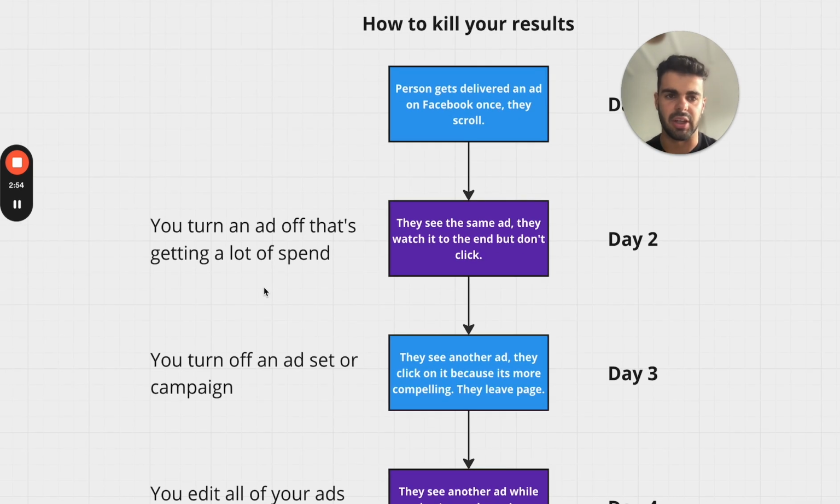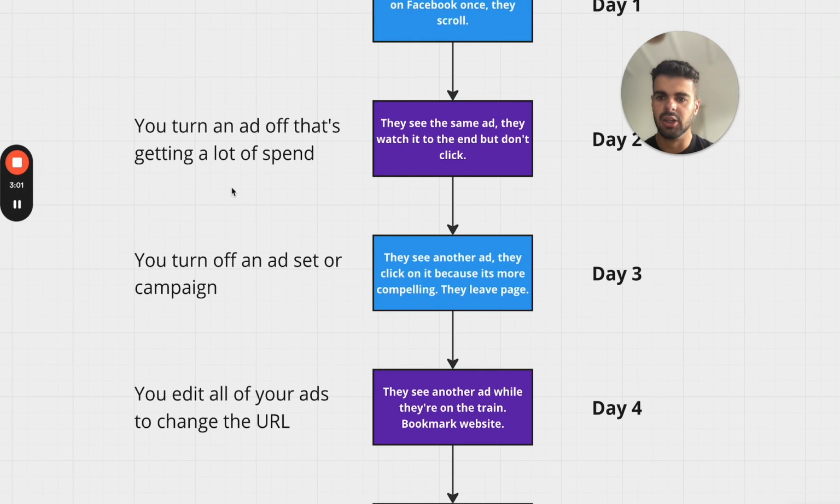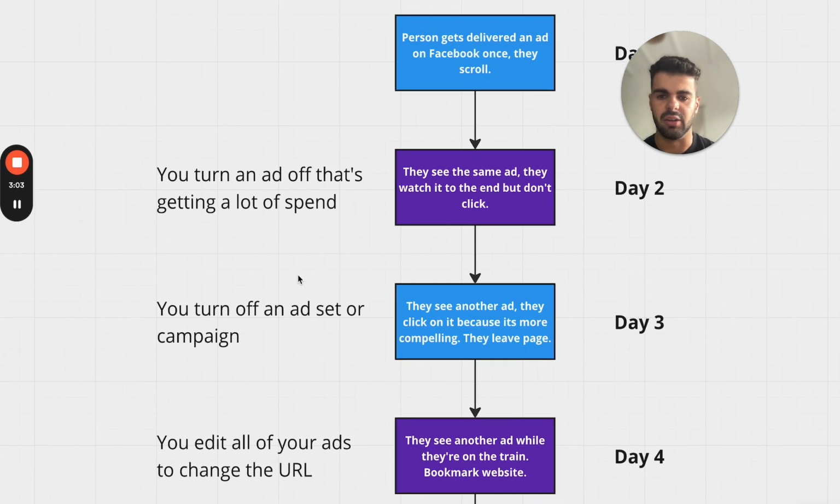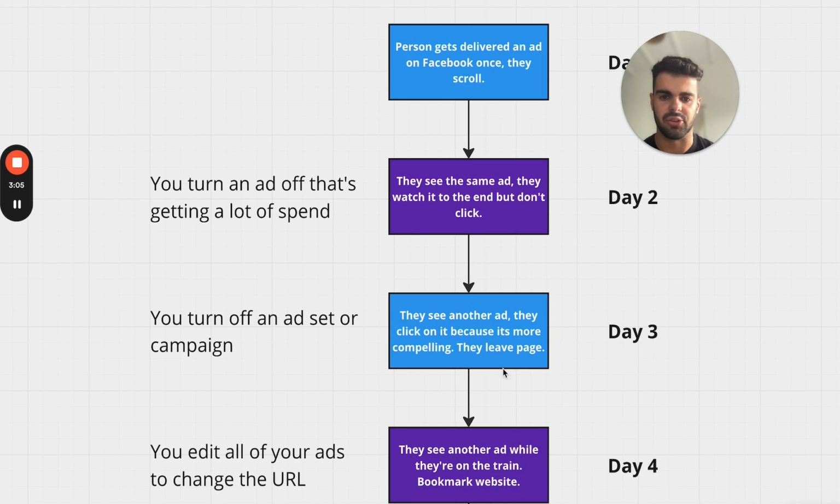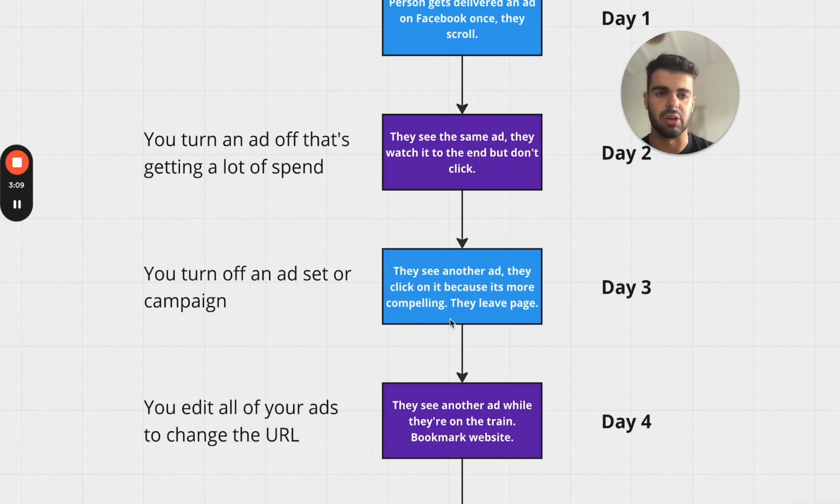The reason that it's getting a lot of spend is obviously for a reason, and you've turned it off too early, and now you're not going to end up with the results. If you turn off an ad set or a campaign, this would completely screw this entire cycle as well. Even if they were at this point on day 3, only a few days away from converting, you've turned off the ad set and the campaign, and now that's completely ruined the potential for getting a result.